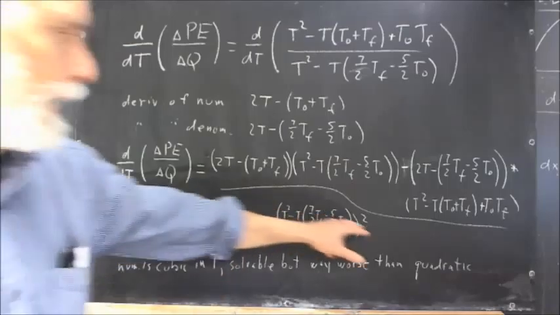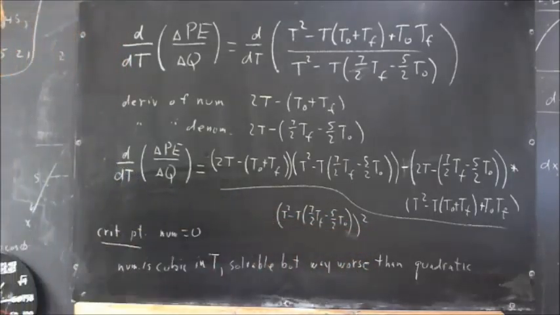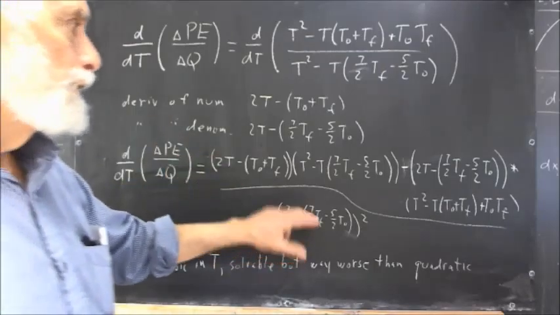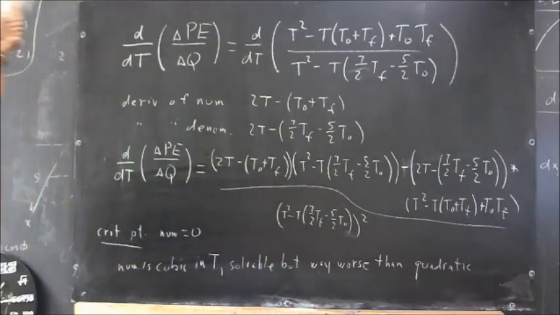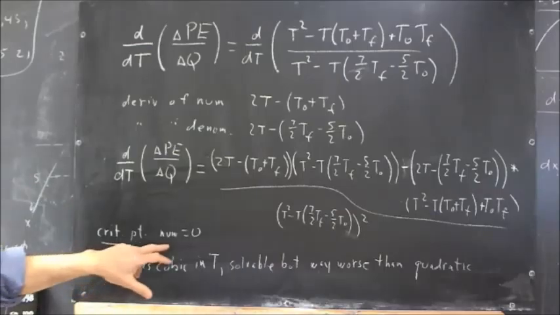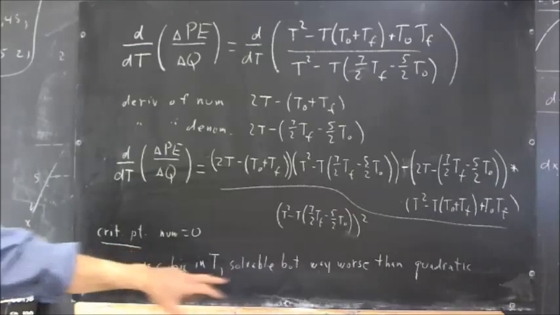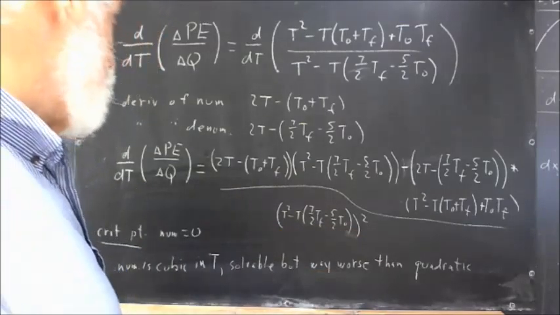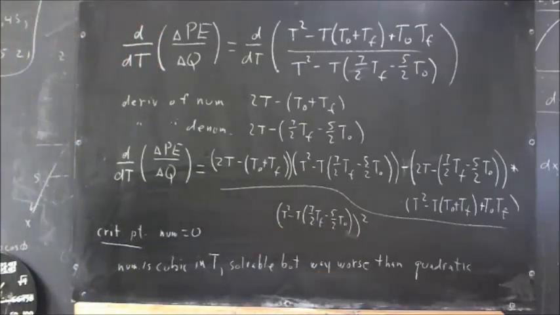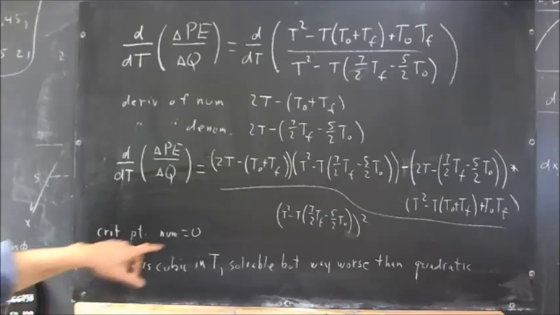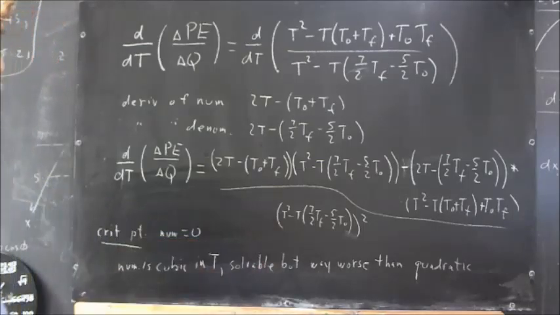And that square of the denominator isn't going to be particularly important in finding the temperature at which this system maximizes. Okay? Well, the critical point occurs when the numerator is 0. The denominator is not 0, unless TF happens to equal T0, I think. Okay? The denominator is not equal to 0.